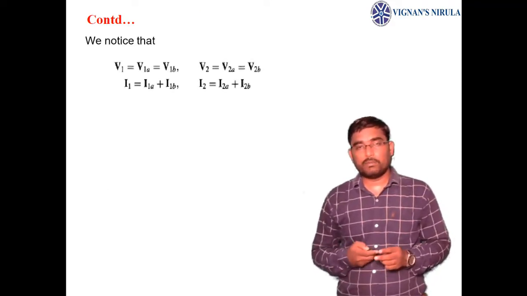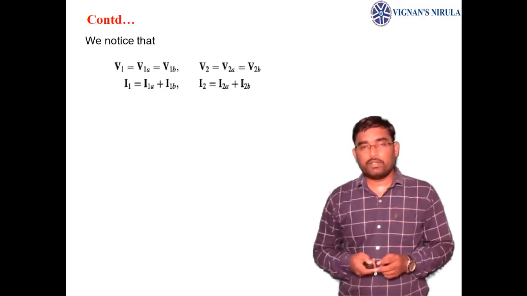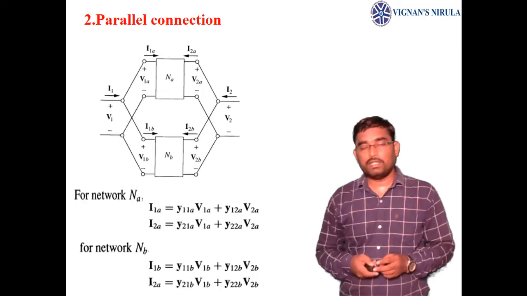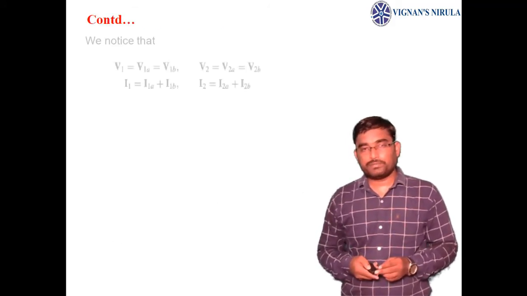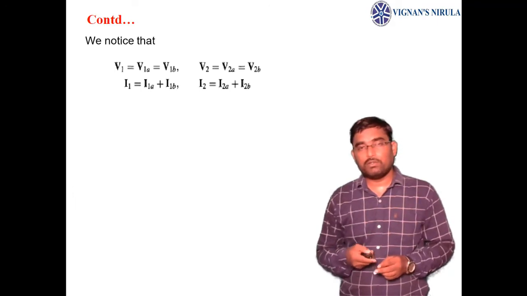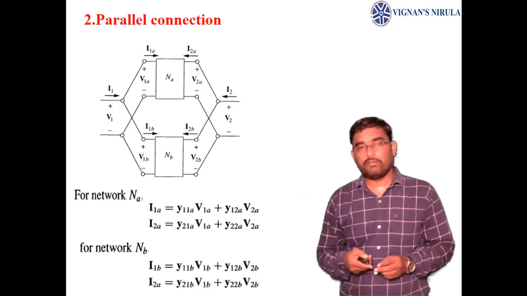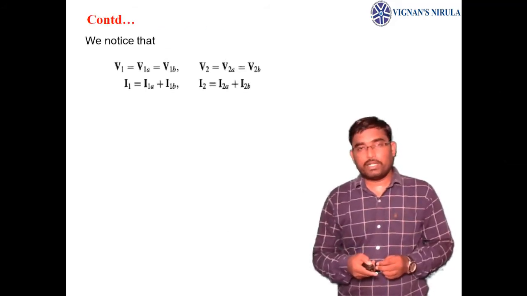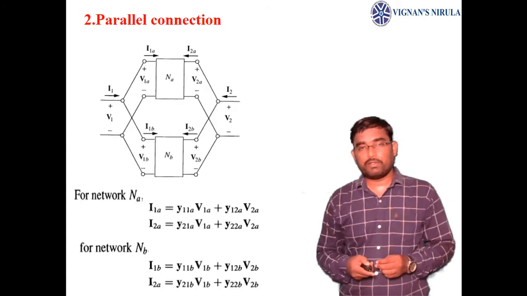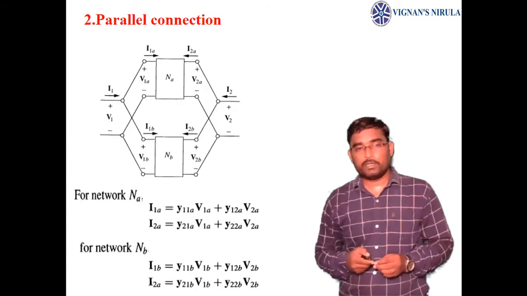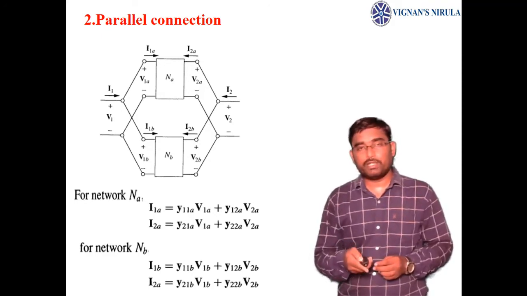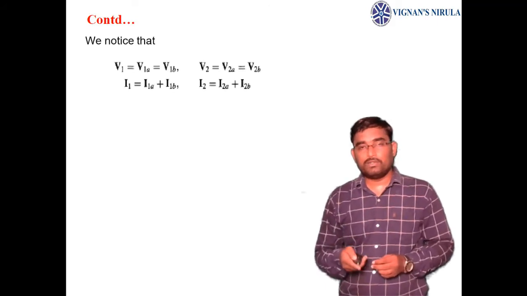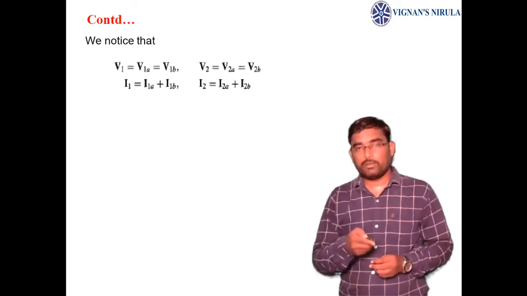So what are the relations that can be written from the figure? From the figure, V1 equals V1A equals V1B. And from the figure, V2 equals V2A equals V2B. You can also write I1 equals I1A plus I1B. See, from the figure we can write by applying KCL at port 1, I1 equals I1A plus I1B. Similarly, by applying KCL at port 2, I2 can be written as I2 equals I2A plus I2B. So these are the relations that can be written from the figure.